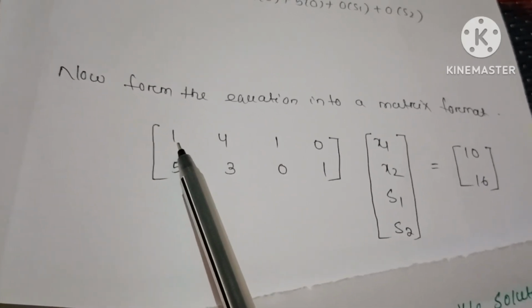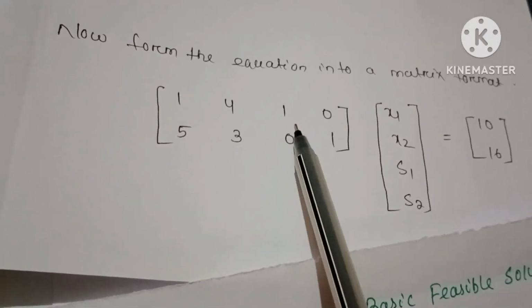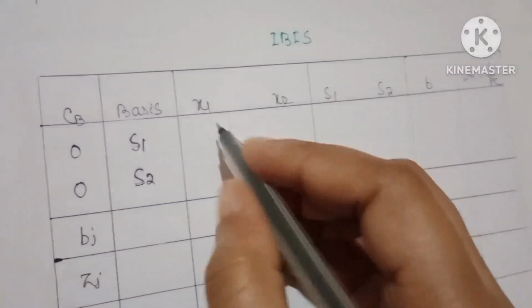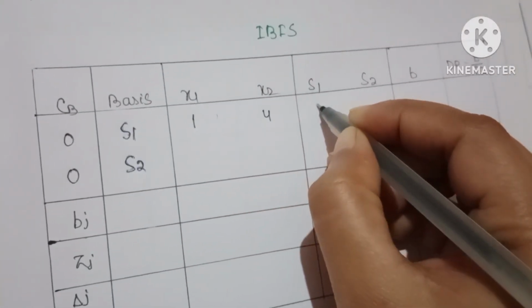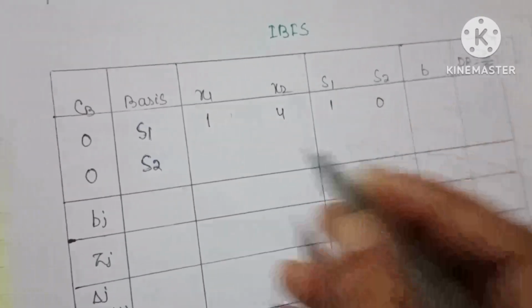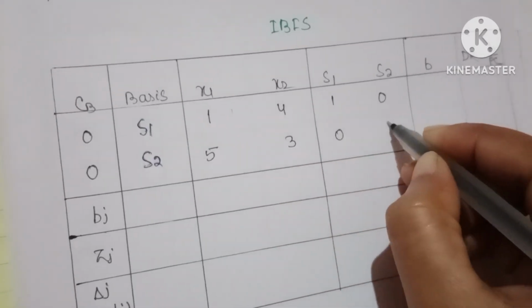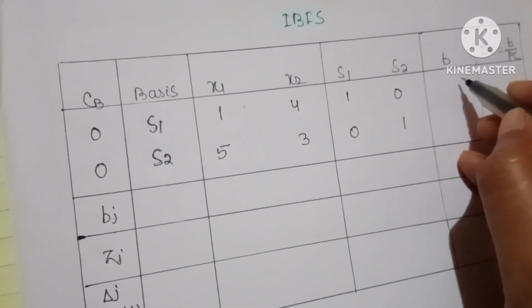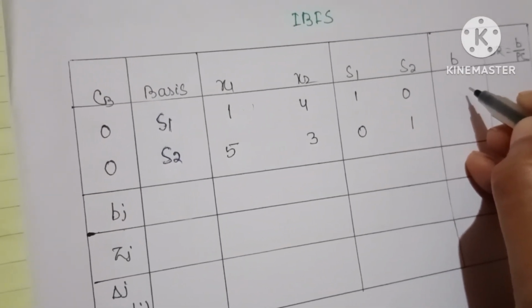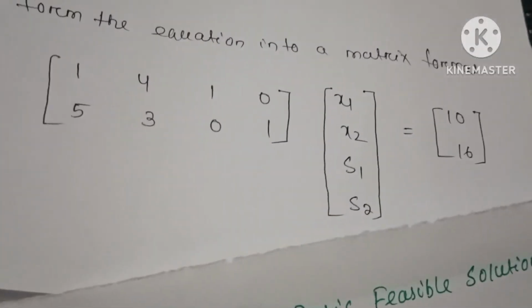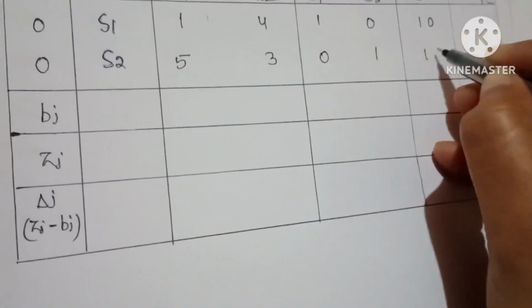So this is the coefficient of x1 and x2, and this is the coefficient of s1 and this is s2, so we have to put these values here. So x1 is here 1, 4, and s1 is 1, here it will be 0, and here it is 5, here it is 3, here it is 0 and 1. So b represents your constant column, that is the RHS of the constraint equation values, which is your 10 and 16. So we will write here 10 and 16.